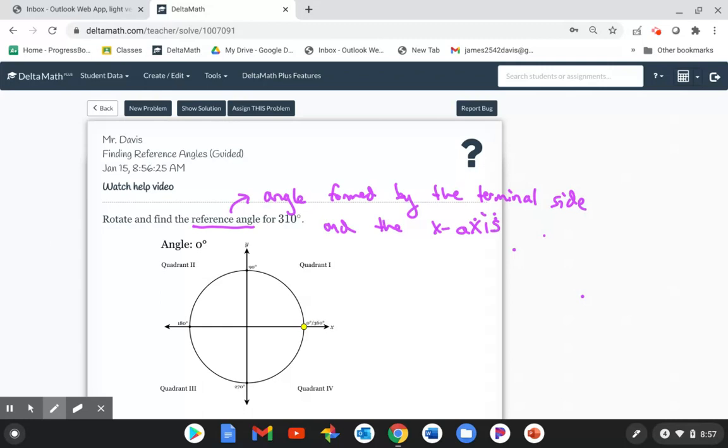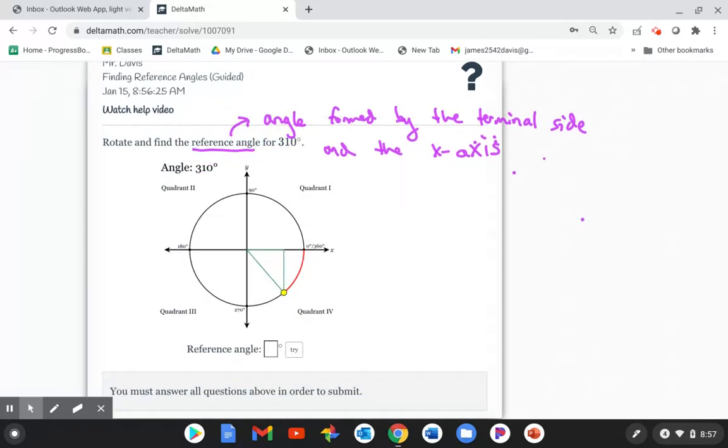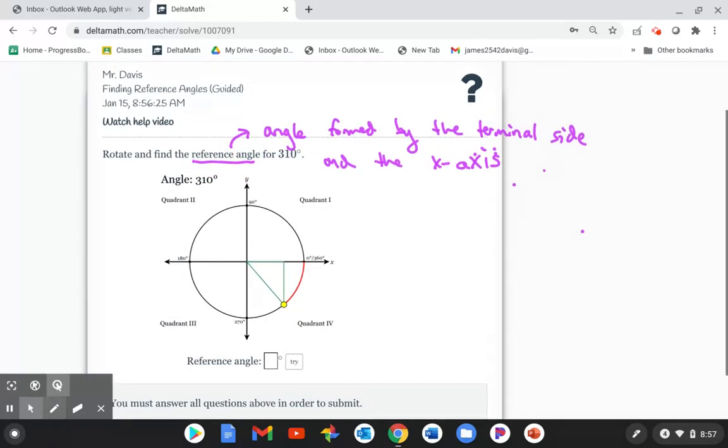So what I mean by that is, this is the guided one where you're going to click and drag. I'm just going to drag this to 310, just rotating around the circle. 310 should be somewhere past 270 here. Okay, so you can see it drew a little triangle. The angle of 310 is measured from here to here. That's 310 degrees.